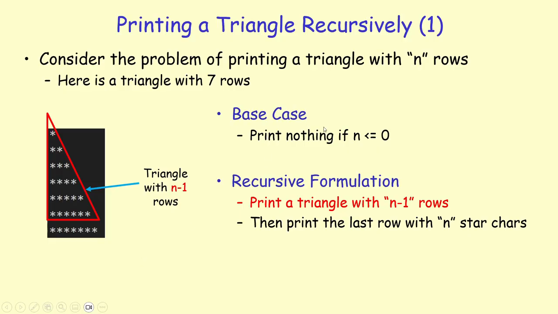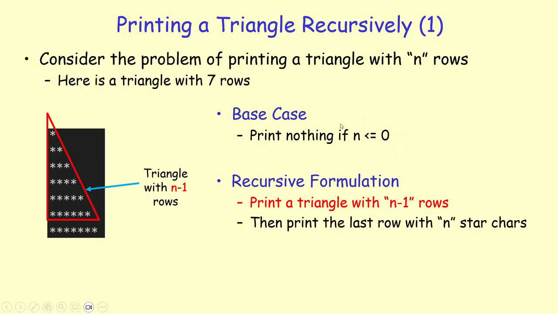So the base case for this problem is print nothing if n is less than or equal to 0, meaning that if the size of the triangle is less than or equal to 0, there's nothing to print on the screen. Otherwise, here is the recursive formulation. Look at the red triangle on this pattern. That is a triangle of size n minus 1, meaning that it has n minus 1 rows and n minus 1 columns. So if we can recursively print a triangle of size n minus 1, to print a triangle of size n, we just need to print this last row after the recursion returns, right?